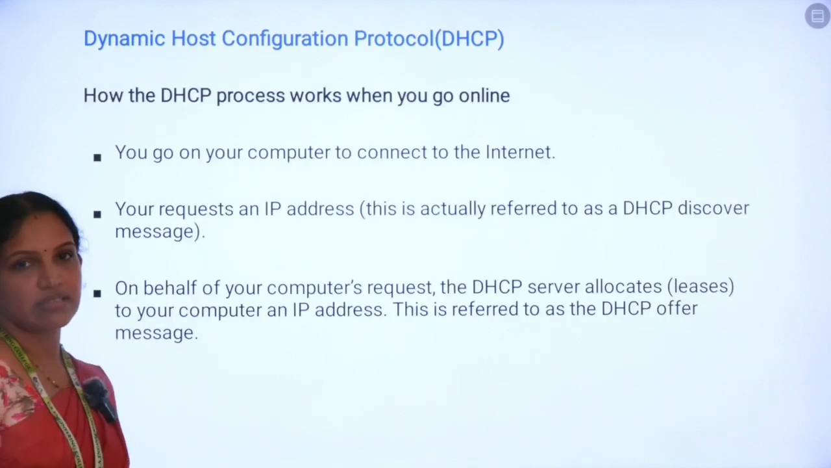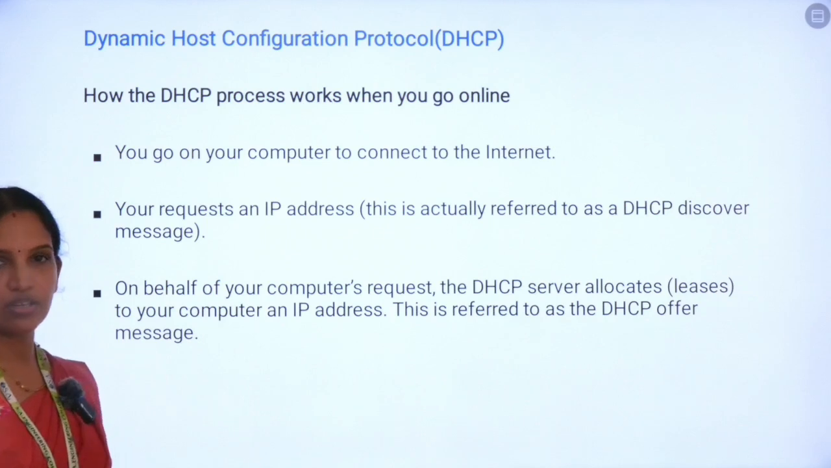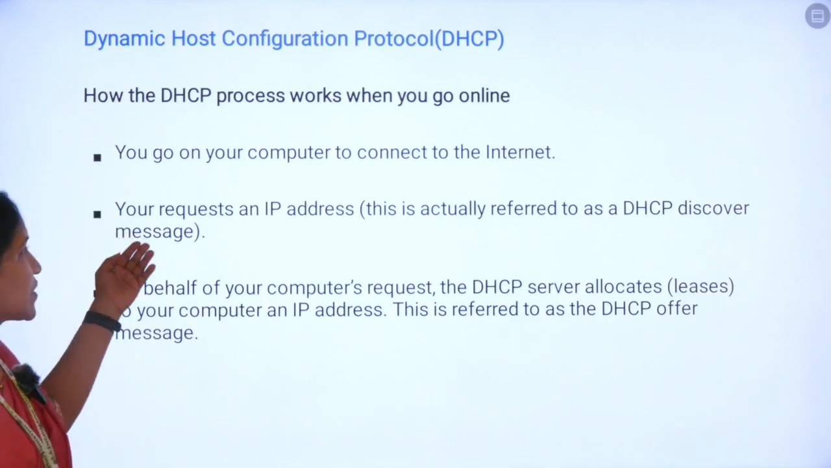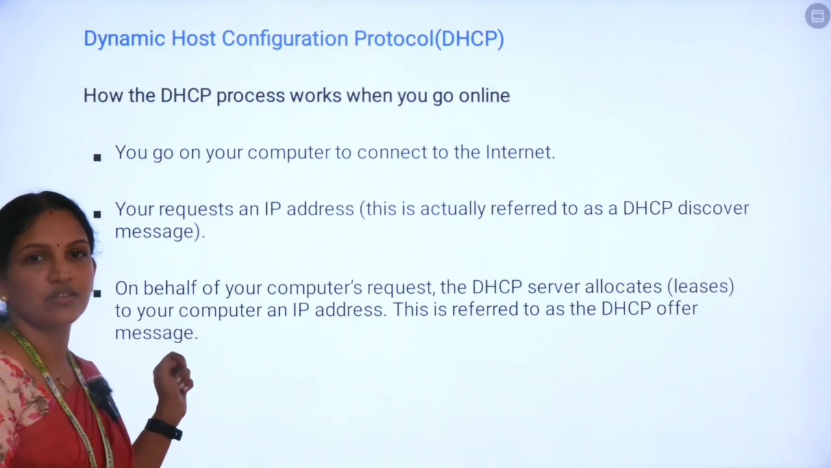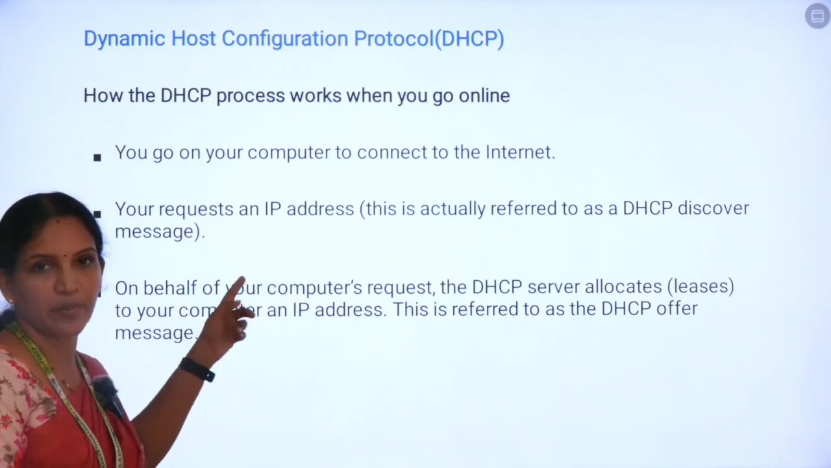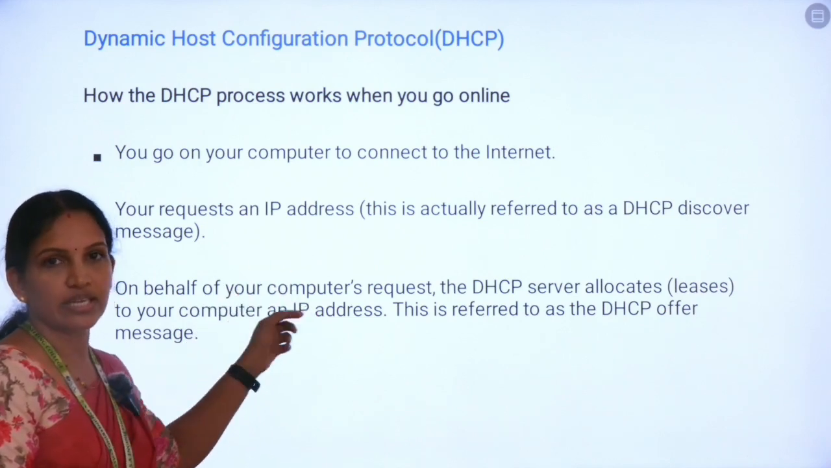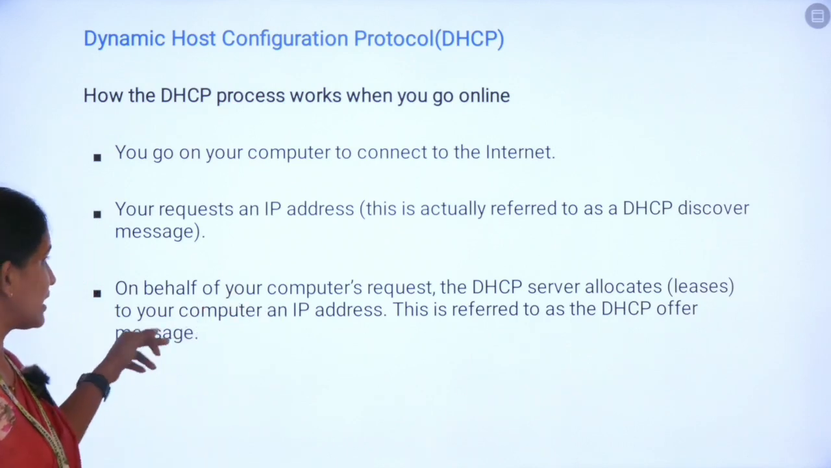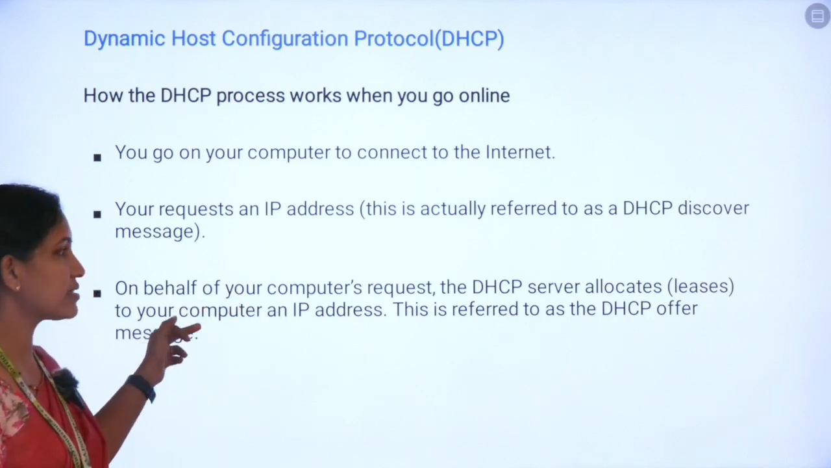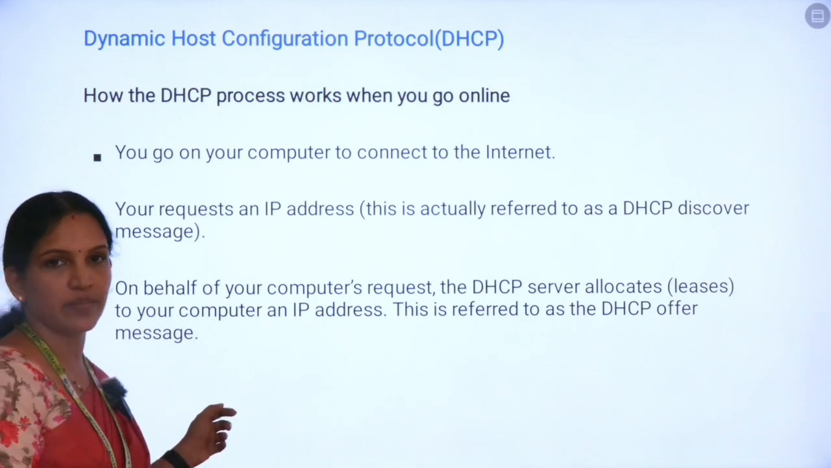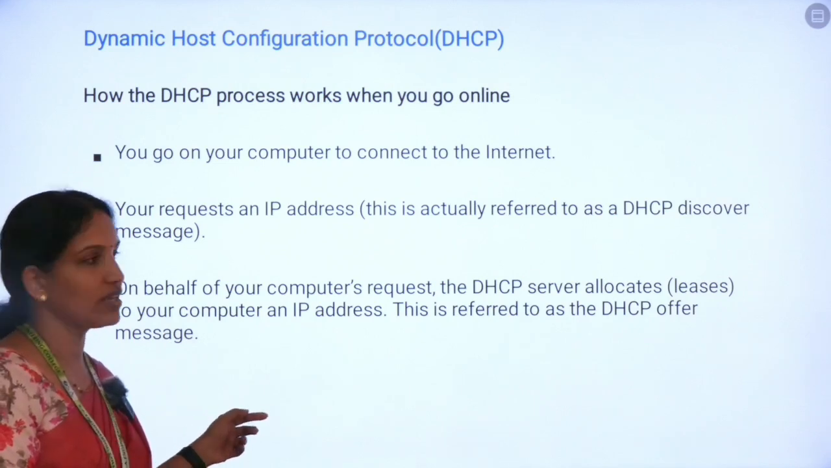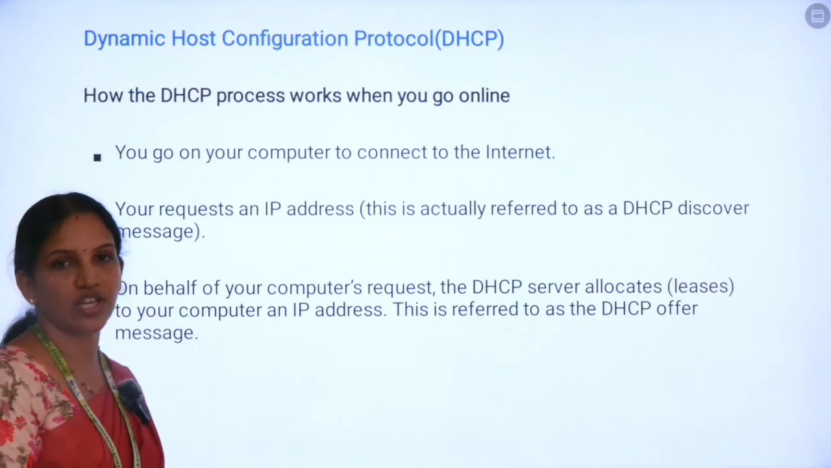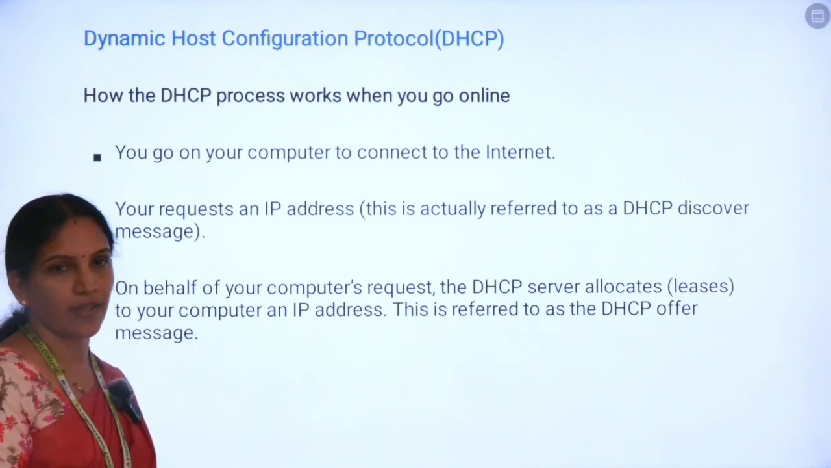Now, how does the process happen? When you go online, when your computer connects to the internet, first your computer will be requesting an IP address for communicating with other devices to the DHCP server. That is called DHCP discover message. Then in response to that, the DHCP server will allocate a particular IP address and other configuration information, and it will send a DHCP offer message to the requested DHCP client.